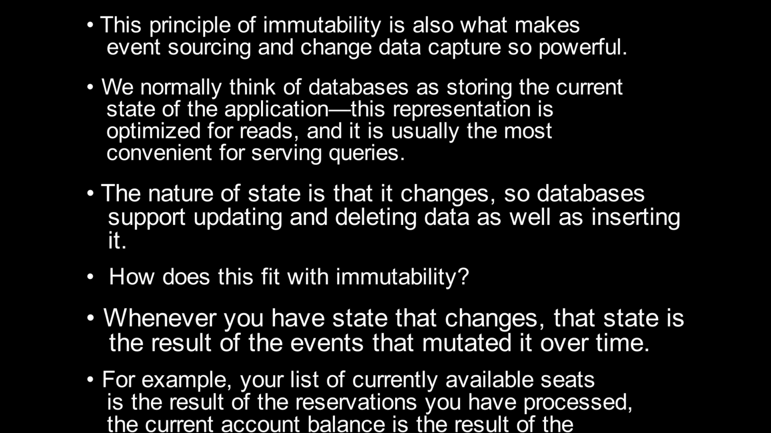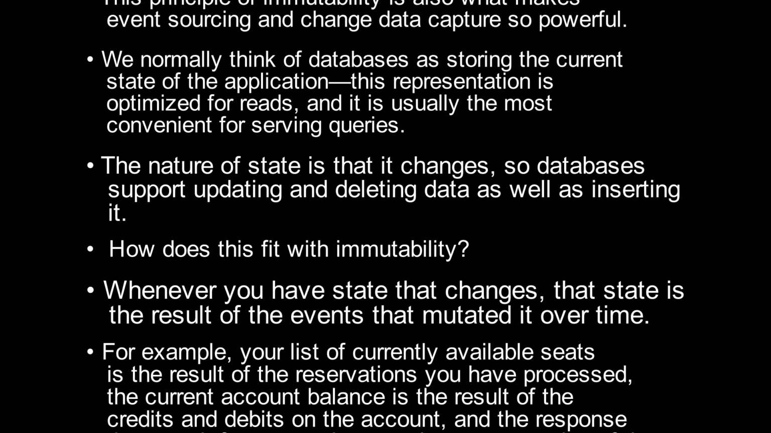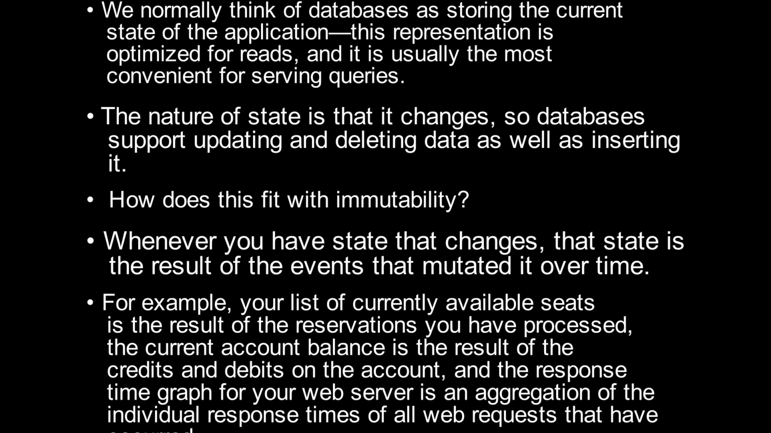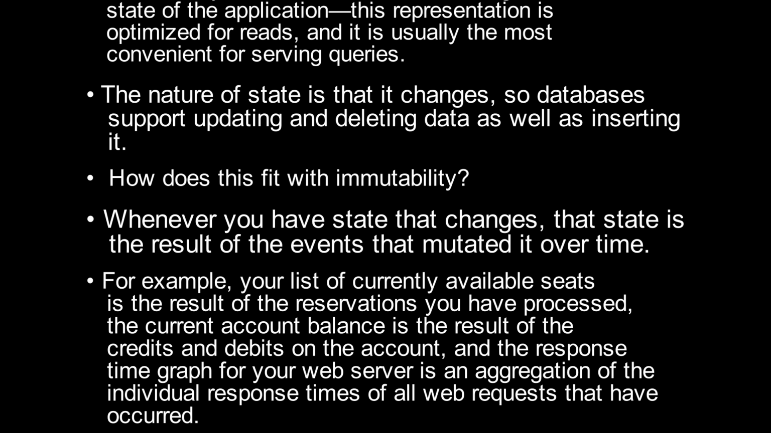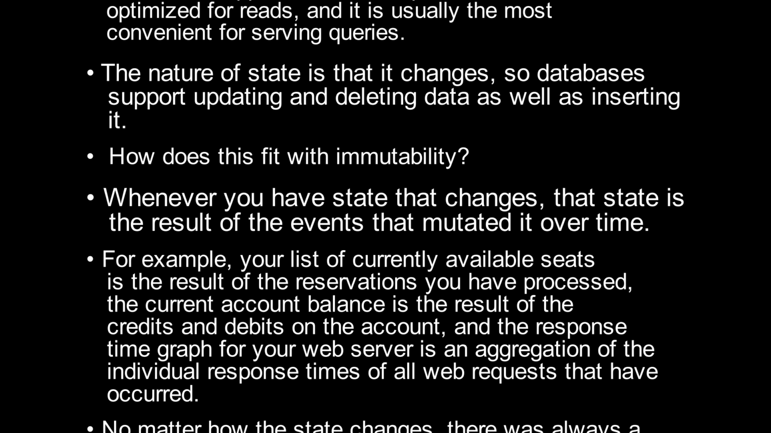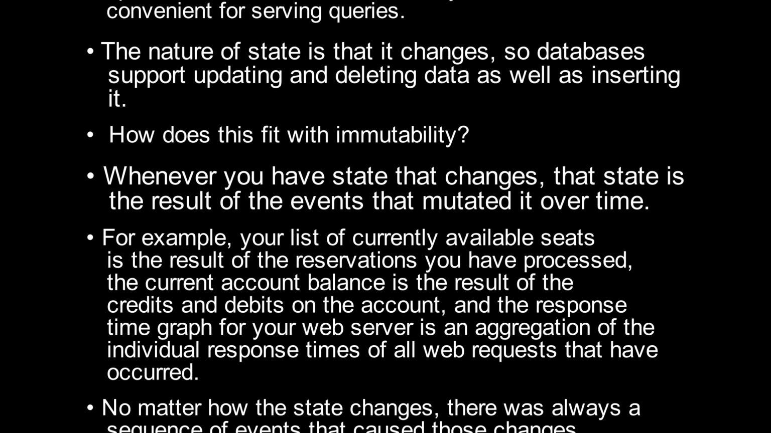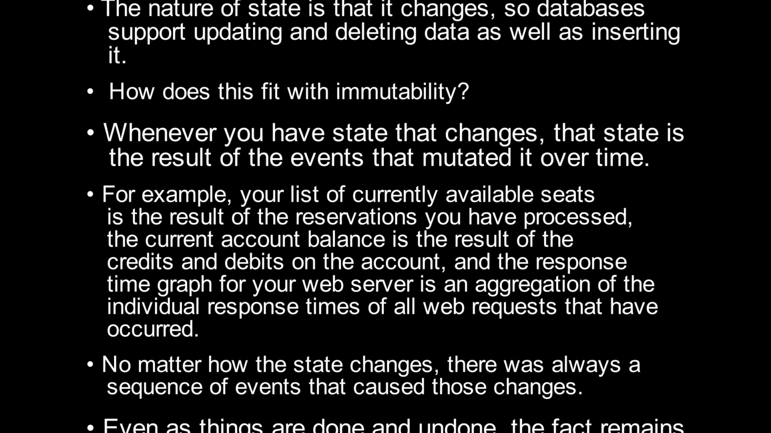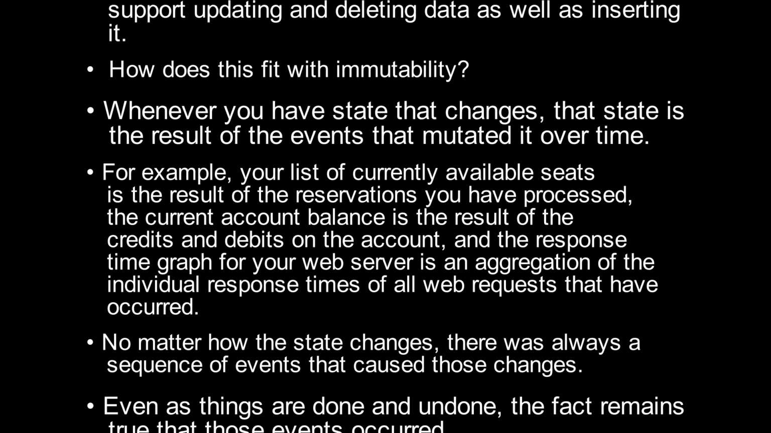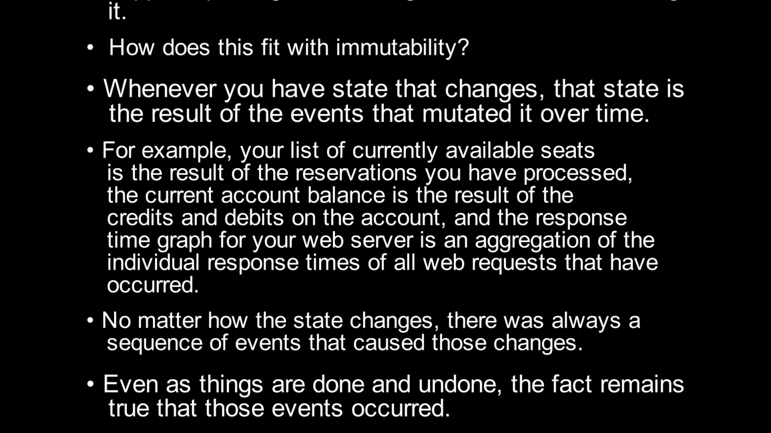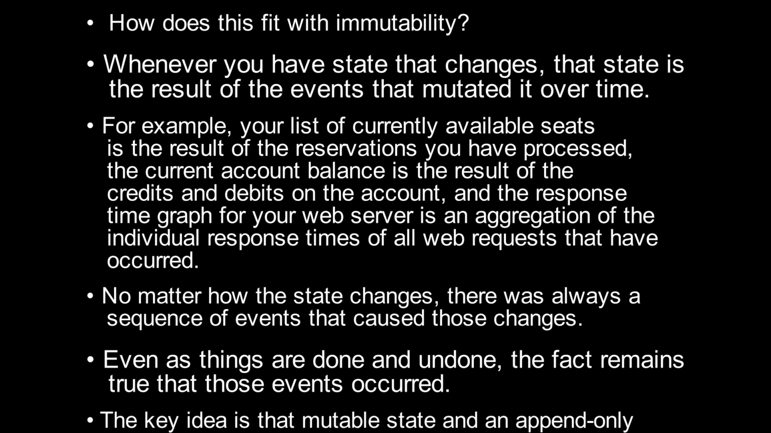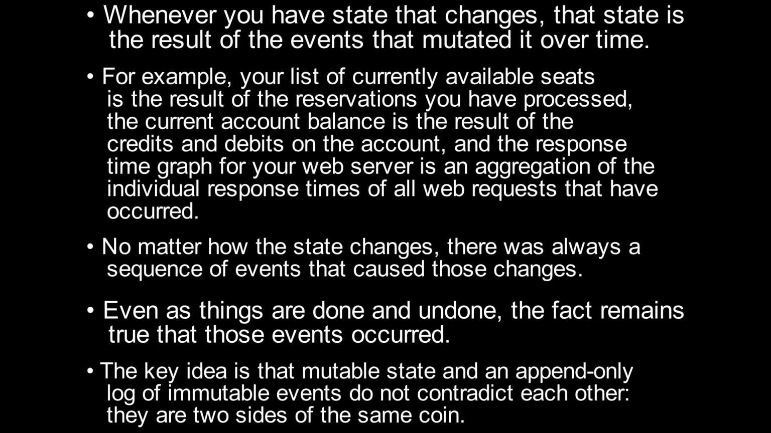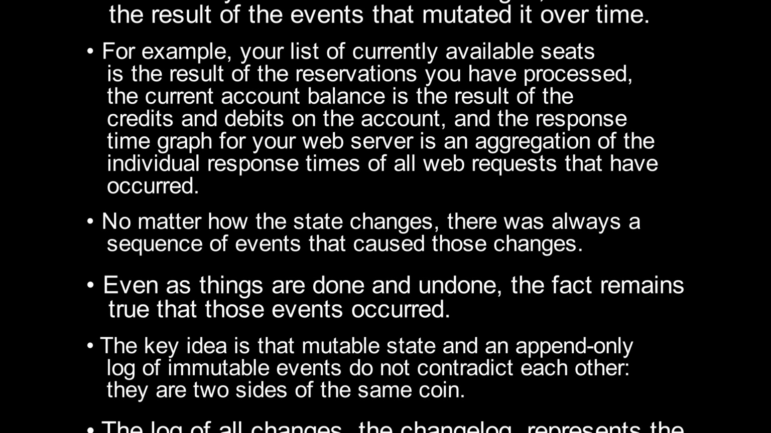Whenever you have state that changes, that state is the result of the events that mutated it over time. For example, your list of currently available seats is the result of the reservations you have processed. The current account balance is the result of the credits and debits on the account, and the response time graph for your web server is an aggregation of the individual response times of all web requests that have occurred. No matter how the state changes, there was always a sequence of events that caused those changes. Even as things are done and undone, the fact remains true that those events occurred.